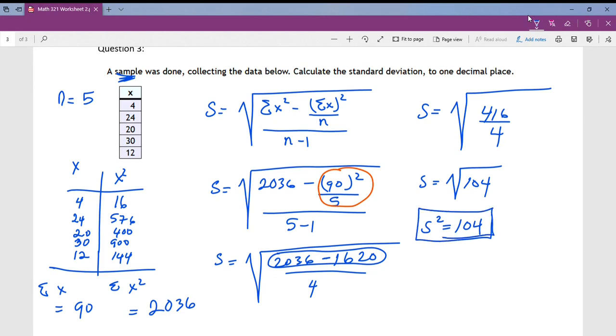If they ask for it, make sure you do this first. But we're just going to look for our standard deviation, so let's take the square root of 104. We'll take the square root of 104, and that's approximately 10.2, and that's our standard deviation.